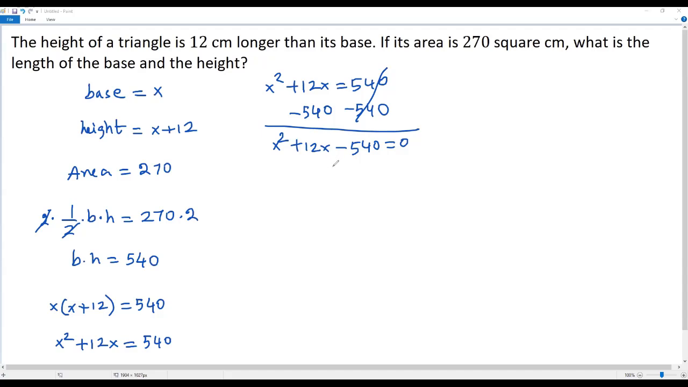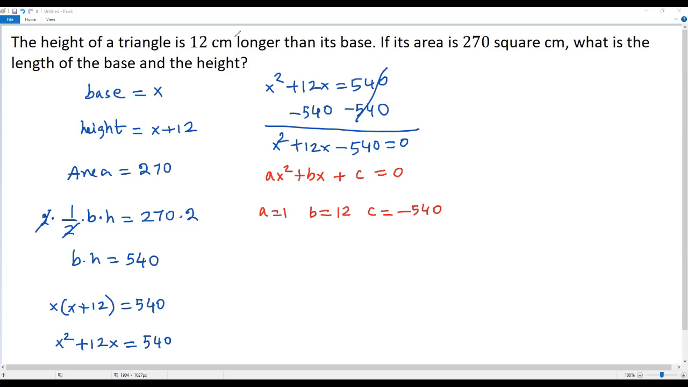Then the resulting equation is x² + 12x − 540 = 0. Here if I try to solve this quadratic equation by factoring, I think it's a little challenging because we have a larger number, negative 540. I think we can try the quadratic formula to solve this quadratic equation. So for that, we have to compare this quadratic equation with ax² + bx + c = 0. Then I get a = 1. a is the coefficient of x². Here we don't have any number in front of x², so I have to assume there is 1. Then the value of a is 1, the value of b is 12, and the value of c is −540.